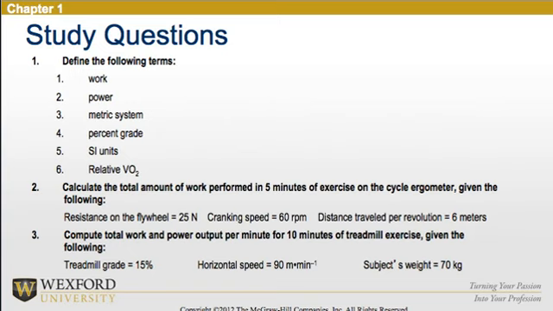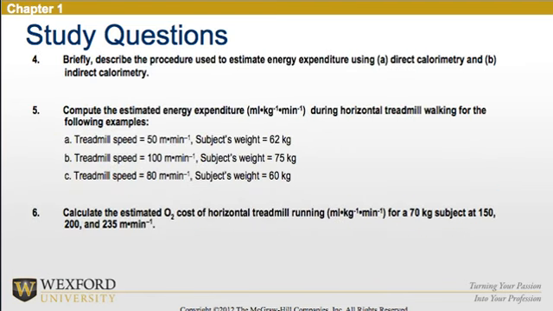Question 3. Compute the total work and power output per minute for 10 minutes of treadmill exercise given the following: treadmill grade of 15%, horizontal speed of 90 meters per minute, subject's weight of 70 kilograms. Please briefly describe the procedure used to estimate energy expenditure using A. direct calorimetry and B. indirect calorimetry.